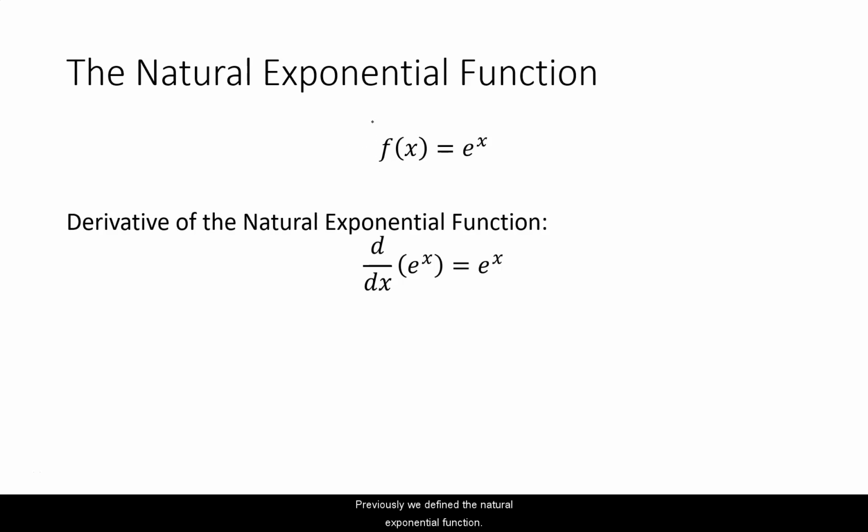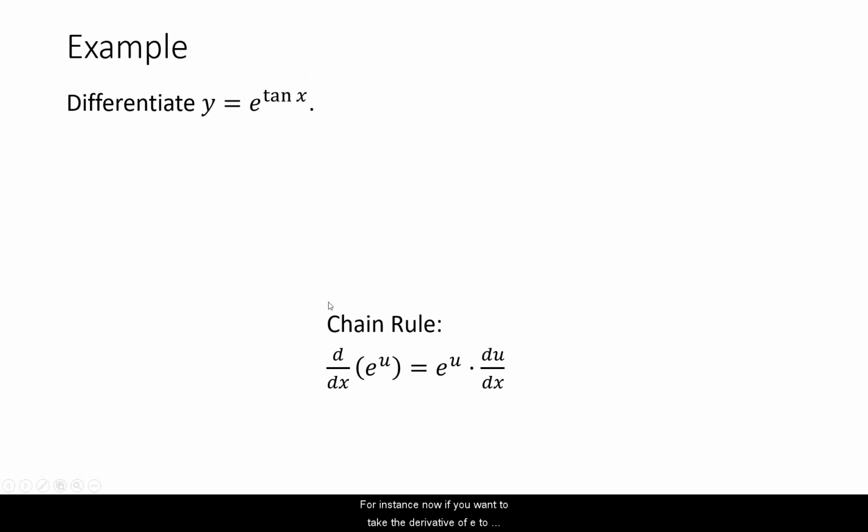Previously, we defined the natural exponential function as the exponential function whose derivative is equal to itself. So let's practice using this derivative formula. For instance, now if we want to take the derivative of e to the tan x power, we'll do it by applying the chain rule.